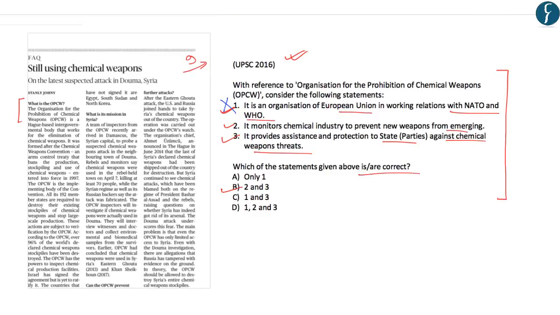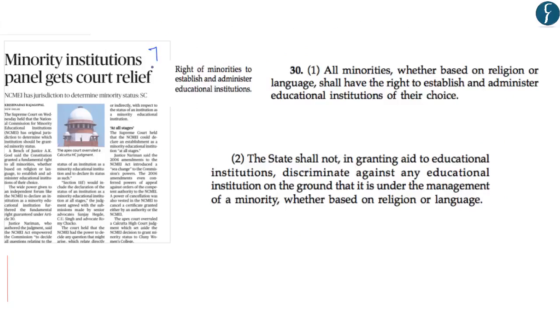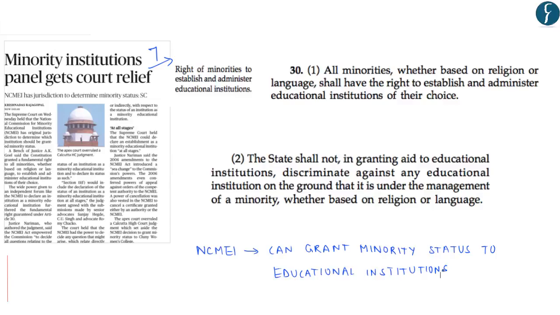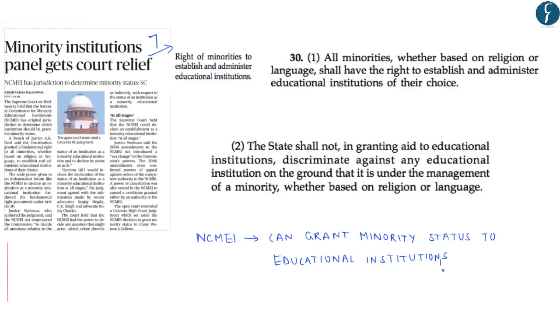With this, let's move on to the next news, which appears on page number 7. The news reads, Minority Institutions Panel gets court relief. In this news, the Supreme Court has held that the National Commission for Minority Educational Institutions has original jurisdiction to determine which institution should be granted minority status. Particularly, the Supreme Court said that the NCMEI Act empowers the Commission to decide all questions relating to the status of an institution as a minority educational institution and to declare its status as such.